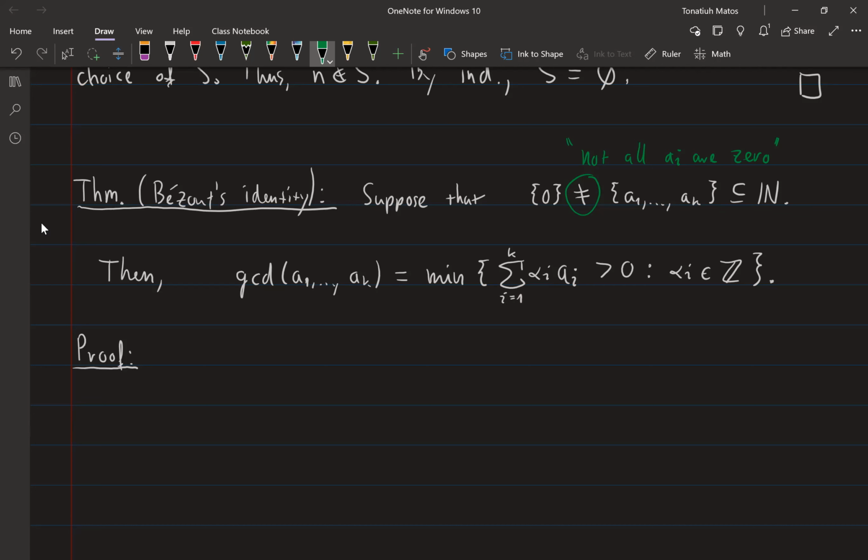The claim of the theorem is that the greatest common divisor of these k natural numbers coincides with the smallest positive linear combination of them. If you've taken linear algebra, this is no different than the span. This is like a restricted span of these vectors in a way. So is the statement of the theorem clear? And why do you think it's important that these a_i's are not all zero? Why would that cause problems?